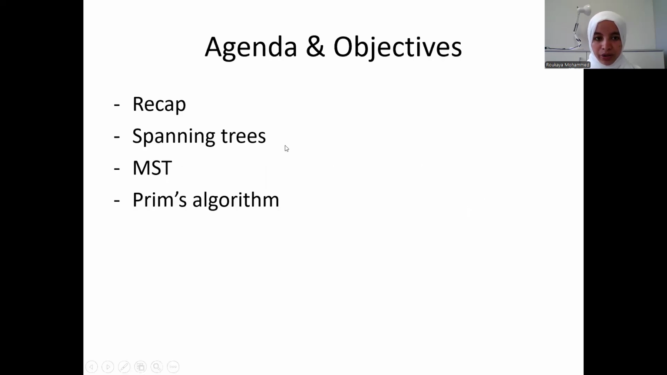Our agenda and objectives for today: to have a quick recap of previous topics related to this one, discuss spanning trees, minimum spanning tree, Prim's algorithm, expand on each one of these, and solve practical exercises on them to strengthen our knowledge of the subject. So now let's get started.